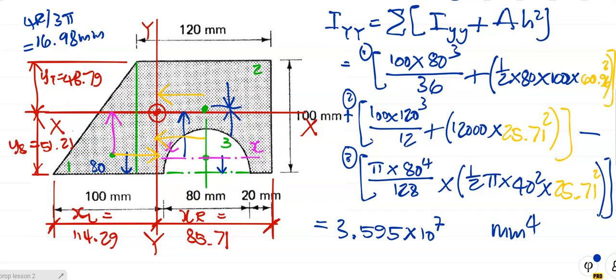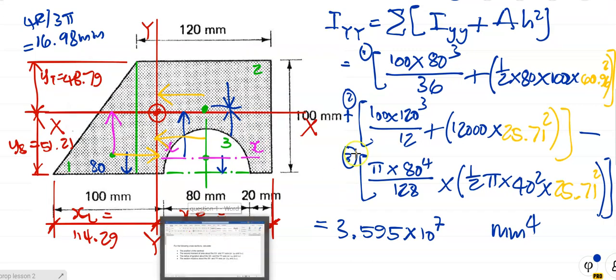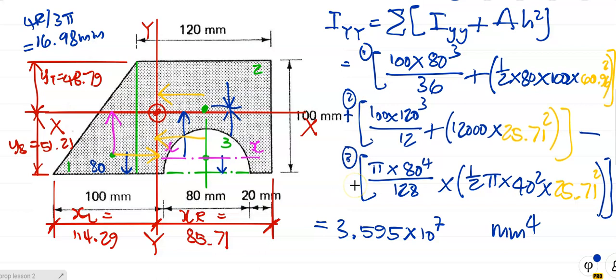Okay, the rest is just arithmetic because we're using the I values and the areas, and Y top, Y bottom, X left, X right is easy from here. Okay, so I'm going to try and squeeze it all in onto the next one and finish it off there.